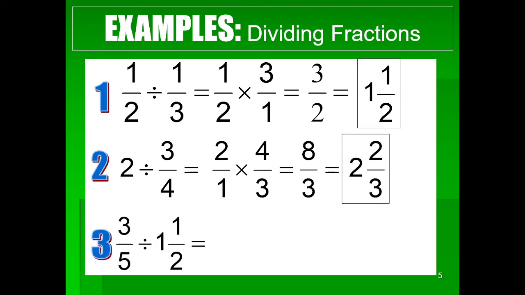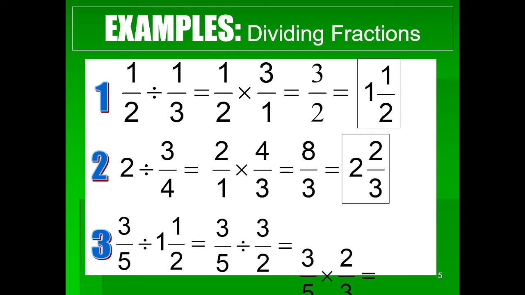And finally, we have 3/5 divided by 1 1/2. Now, as you can see, we have a mixed number here. So what are we going to do? We're going to use the method that we've learned before. We're going to turn this into an improper fraction by multiplying 2 by 1 and then adding the numerator, which will give us a 3. So we end up with 3/5 divided by 3/2.